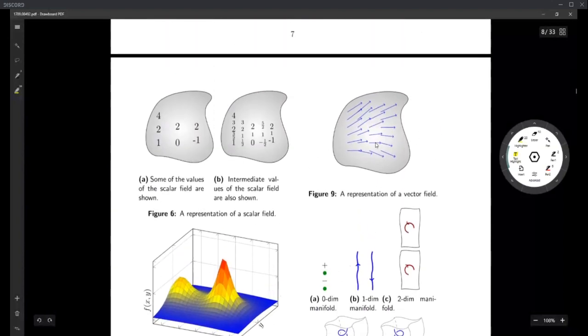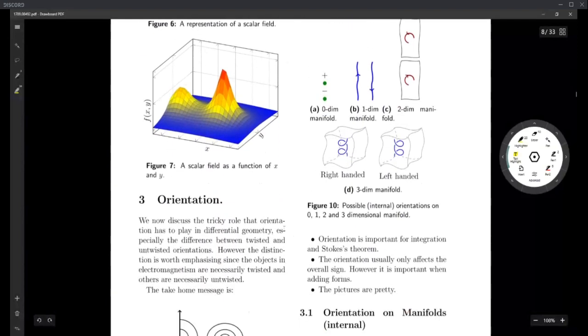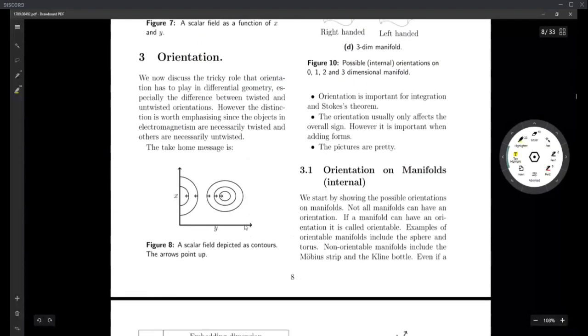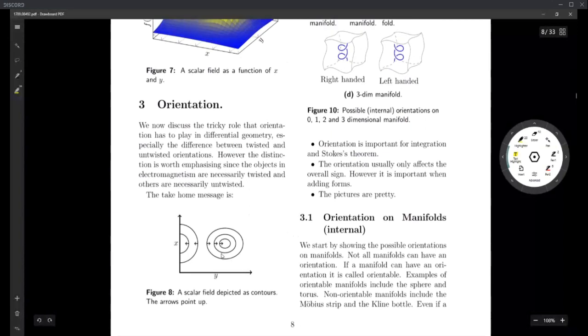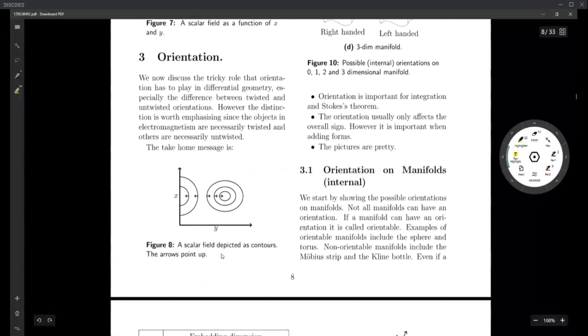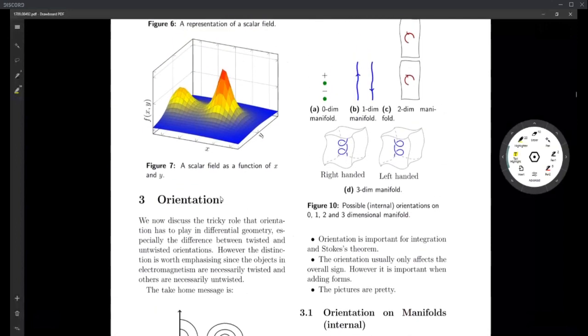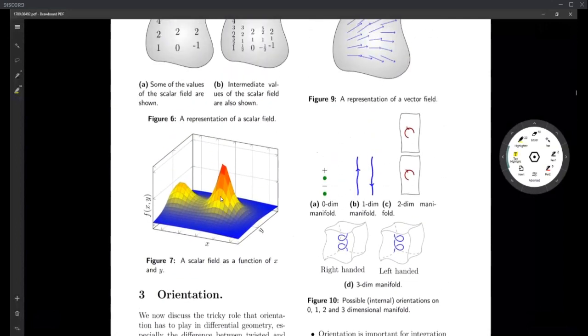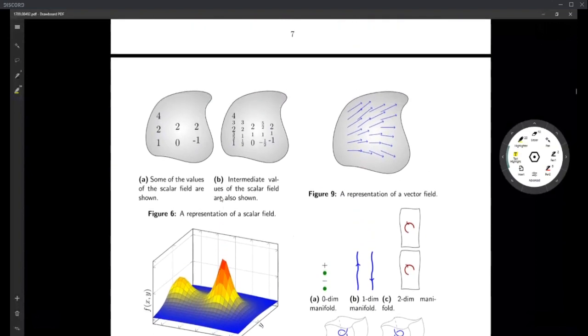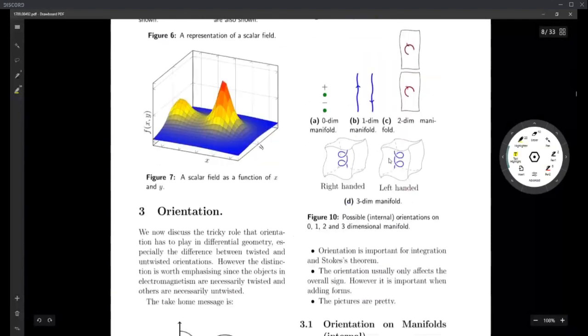After that, you have the representation of a vector field right here. You have arrows to point out direction, and you also have the scalar field depicted in contours, where the arrows are pointing right up. You can notice that the closer the contours are, the steeper the curve is going to be. You can represent this in multiple forms: a scalar is basically a real number at every point, and vectors are arrows pointing.